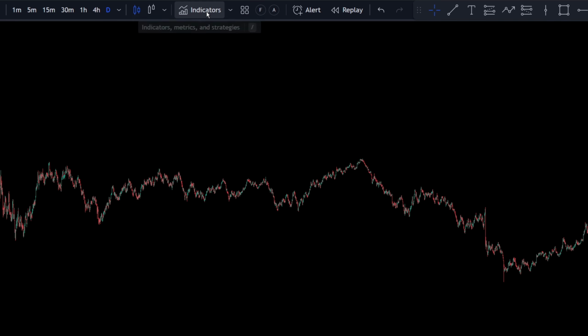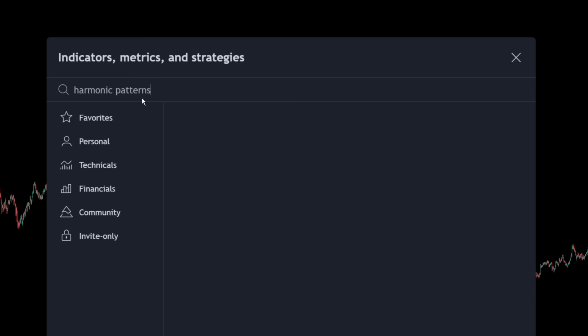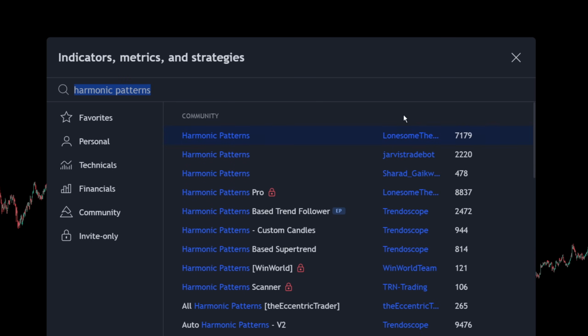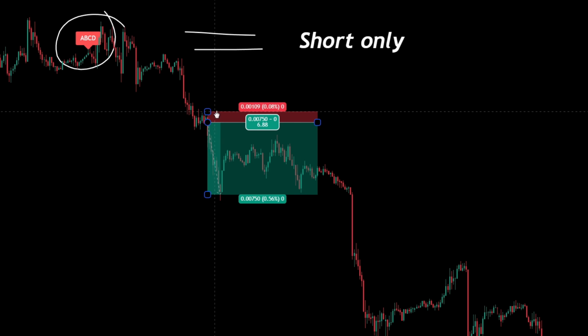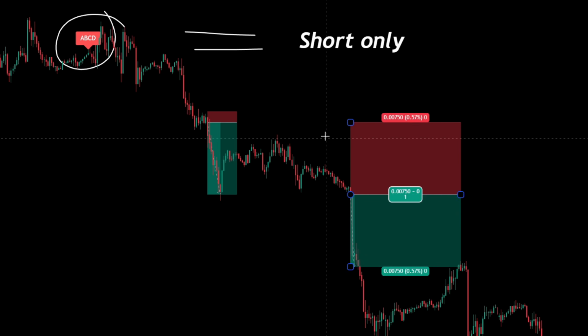To add it to your strategy, search Harmonic Patterns and add this one by Lonesome. You can use it for entry signals or as a market sentiment confirmation for your existing strategy.